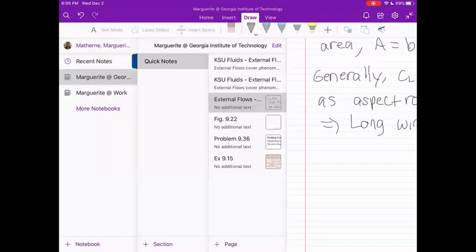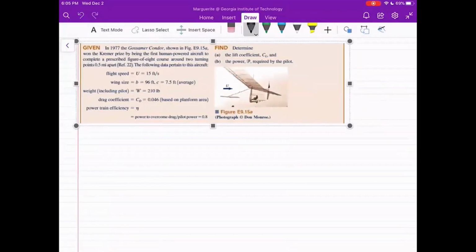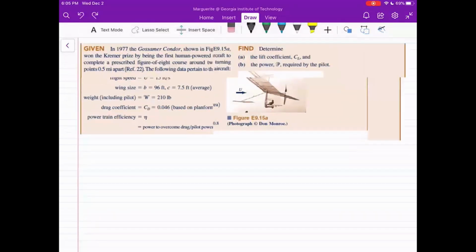All right, so I'm going to go ahead and do the example. Okay, for this, I'm going to zoom in a little bit, or maybe I'll just make this bigger. There we go.